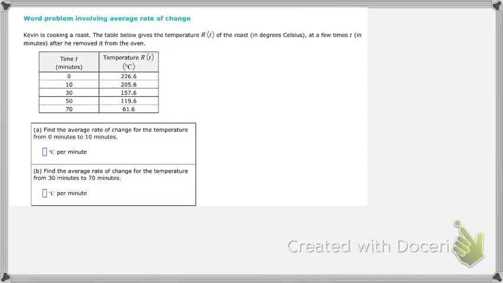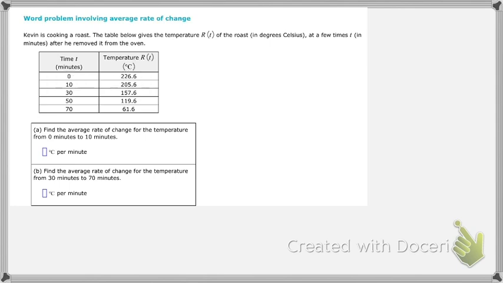This is just a quick little video on average rate of change, which is really just another way of saying slope. Here I have a table of values, and I'm being asked for the average rate of change for 0 minutes to 10 minutes. So there's the 0 minutes and 10 minutes, and then each of those has some output.